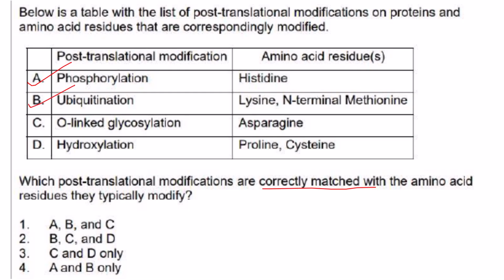O-linked glycosylation occurs on the amino acids serine and threonine. Asparagine is involved in N-linked glycosylation. So C is not correct. Then hydroxylation, if you remember, you have got hydroxyproline. So proline is involved, hydroxyproline in your collagen. Okay. Then there is hydroxylysine also, that is the lysine residue or lysine amino acid that is involved, not cysteine. So hydroxylation is also not correct. So A and B are correct. That makes option 4 your answer.